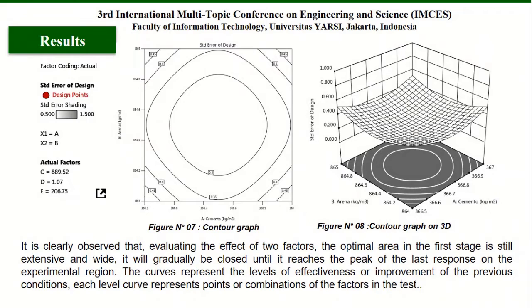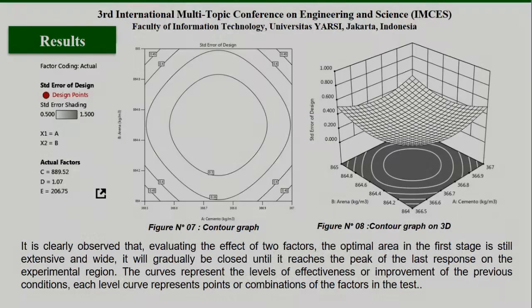Also, as a result, we have the contour graph, and the contour graph in 3D, where it is clearly observed, evaluating the effect of the two factors, that the optimal area in the first stage is still extensive and wide.